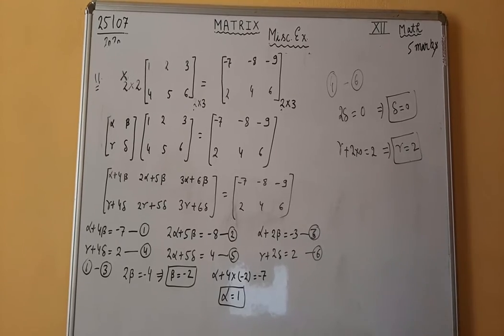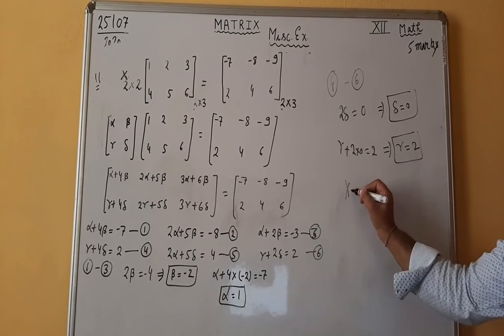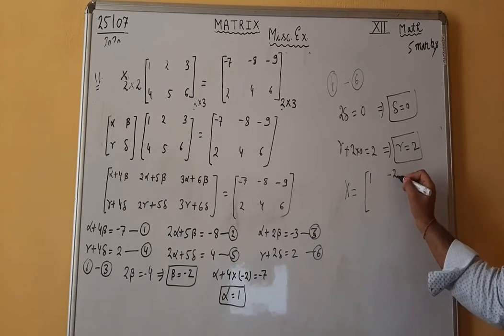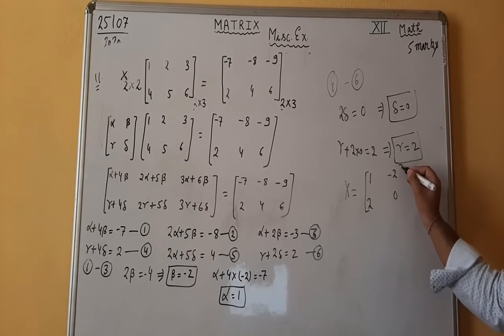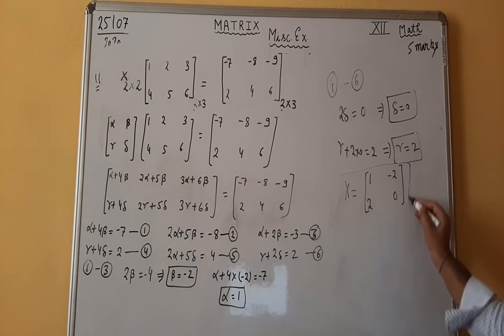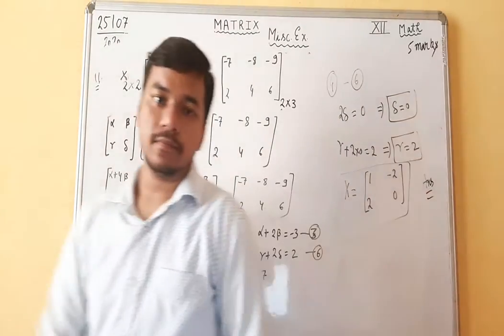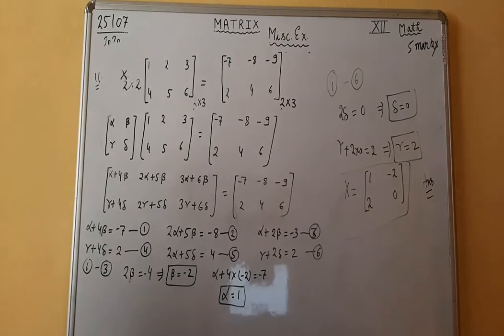Alpha, beta, gamma, delta, you now know all the values. So matrix X: alpha is 1, beta is minus 2, gamma is 2, delta is 0. So this is the required matrix X, right? This is your required answer, right? Now let us see the next problem, problem number 12.